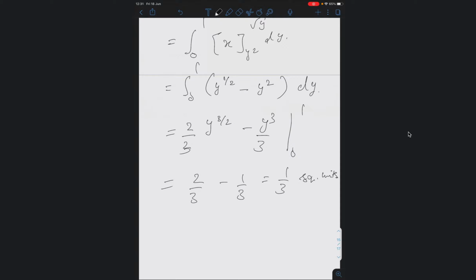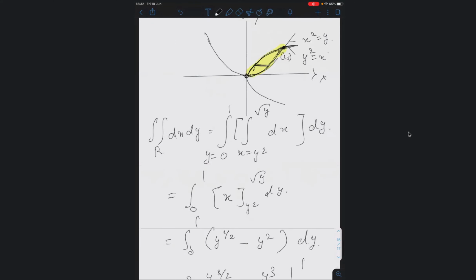Understood, all of you? So calculating area is very easy because you know how to draw the curves. All this part, calculating limits, everything will be the same. The only thing is whenever area is mentioned, you have to evaluate the double integral dx dy without any function, or it can be dy dx also. Got it?